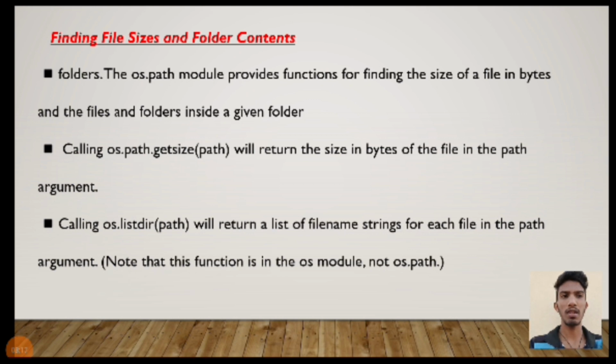Finding file size and folder contents. The os.path module provides functions for finding the size of a file in bytes and the files and folders inside a given folder. Calling os.path.getsize(path) will return the size in bytes of the file in the path argument. Calling os.listdir(path) will return a list of file name strings for each file in the path argument. Note that this function is in the os module, not os.path.